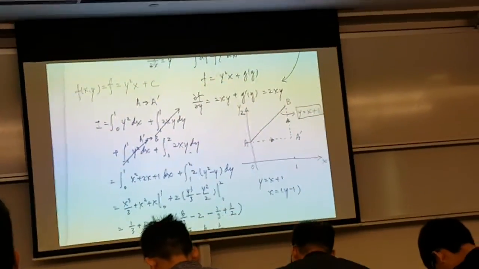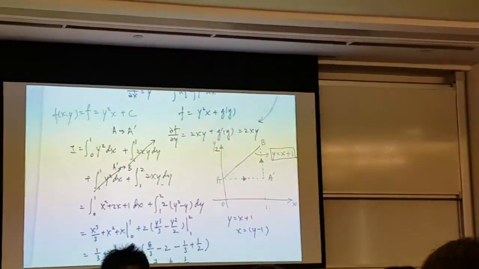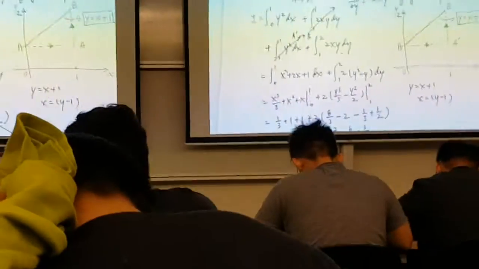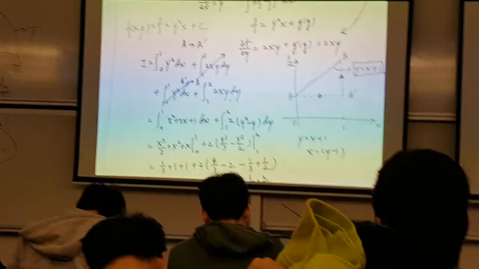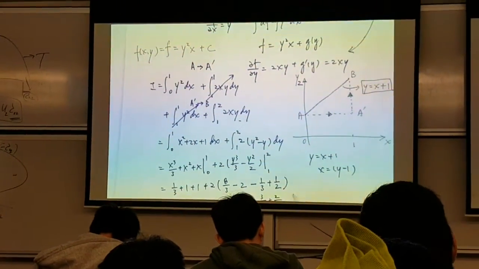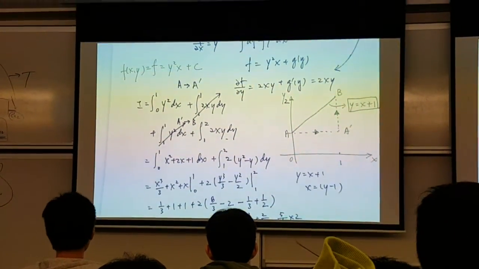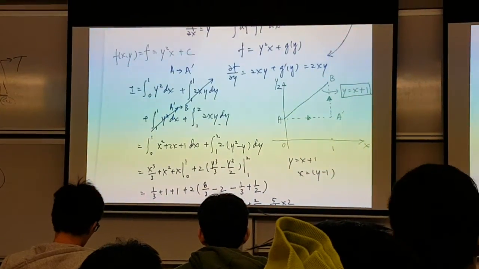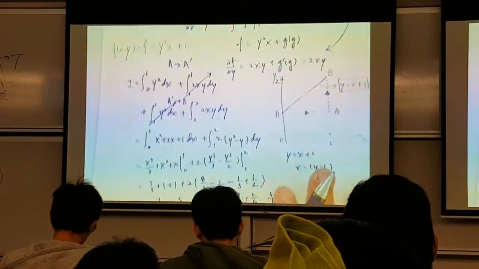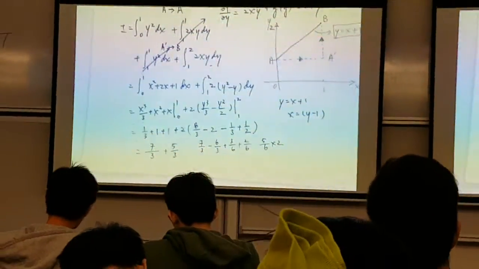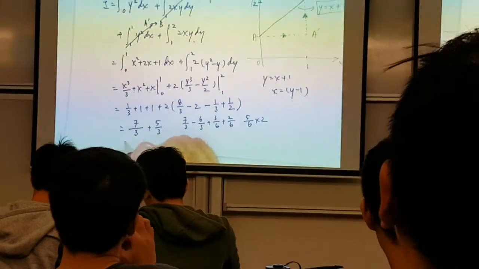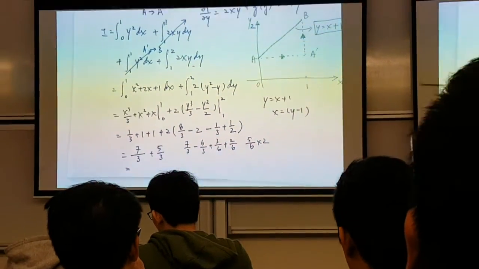Okay, so this one is going to be what? This one is going to be 1/3. 1/3 is going to be 2 over 6, right? So it's 5 over 6 times 2. So it's actually 5 over 3. Okay, all right. So what do you get? You get 12 over 3, which is equal to 4.